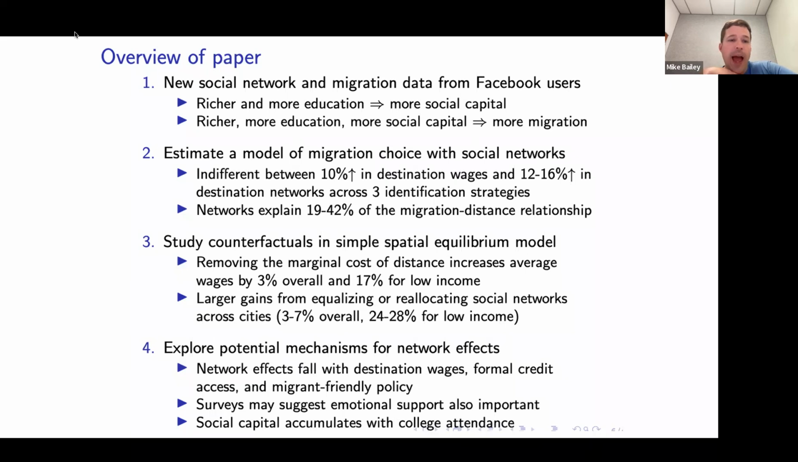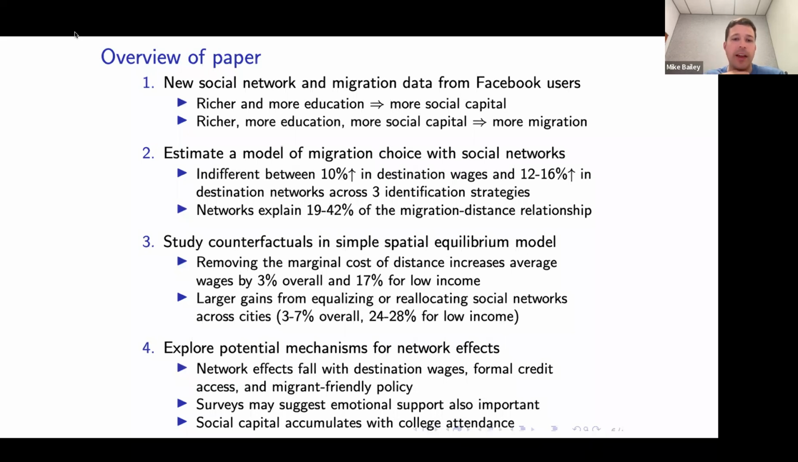And if you add networks to traditional models, then networks explain about 20 to 42% of the migration distance relationship. So most econ models just look at how distance impacts where you migrate. That effect shrinks by about 30% when you add in social networks. So some of it is that you're moving closer, but it's because you have more friends there, not necessarily because the city's closer.